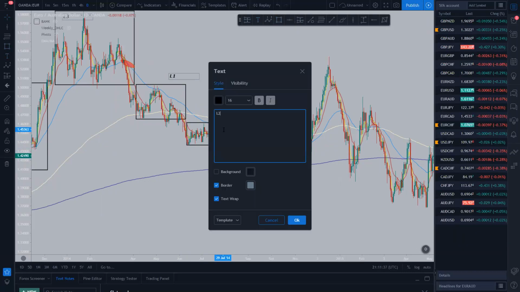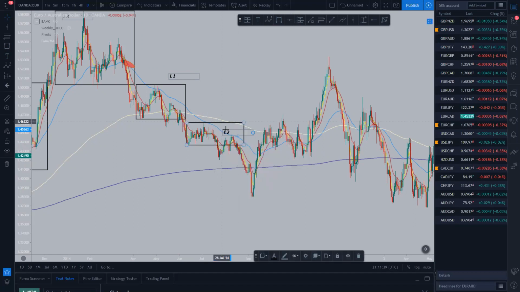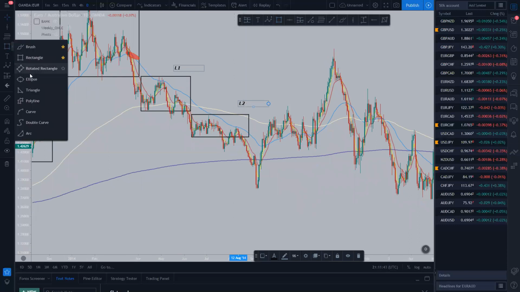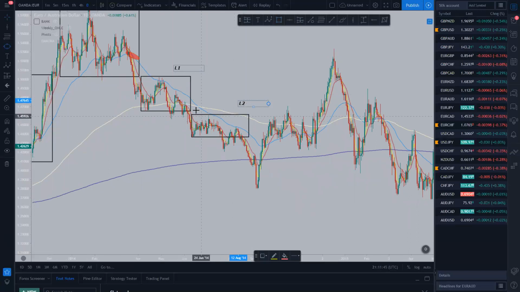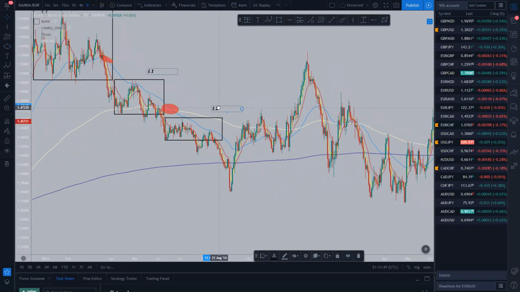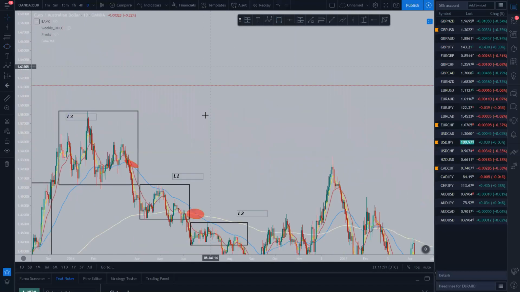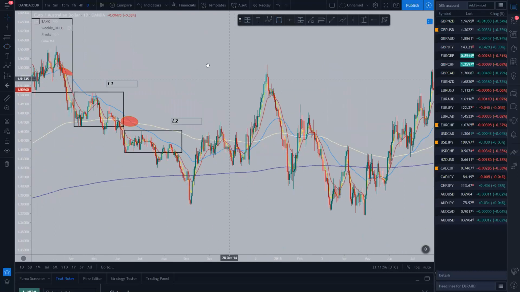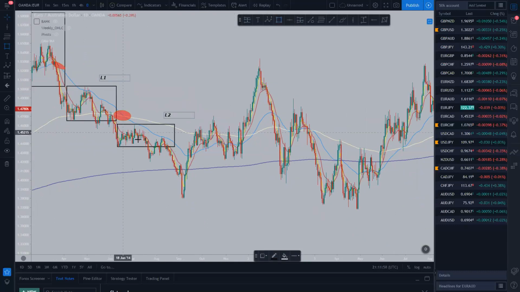Level 2. What else is my confirmation of the level 2? I have my crossover right here. I have my 13 and my 50 for the crossover right there. And then guess what? Price comes down out of my level 2 consolidation and into my level 3.